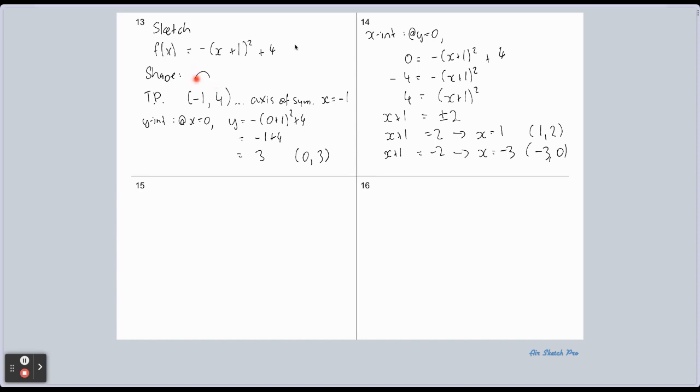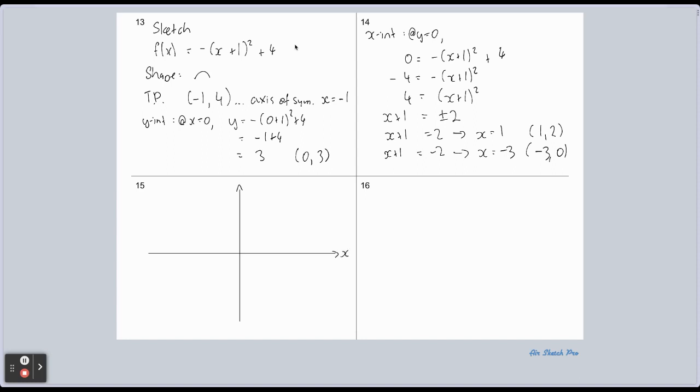Okay, so we know the shape we're looking for. We know the turning point. We know the axis of symmetry. We know the y-intercept and the x-intercepts. They don't always exist, the x-intercepts, but they do in this instance. Now we can go about drawing or sketching our graph. We're going to use a ruler and make sure it's nice and straight.